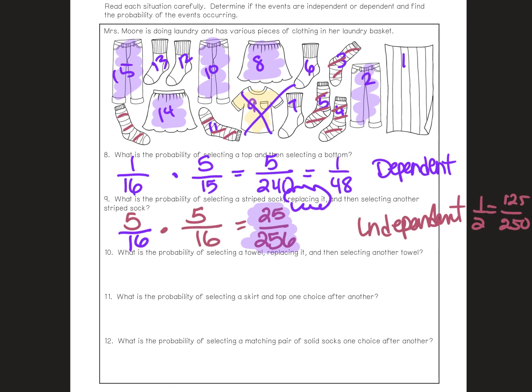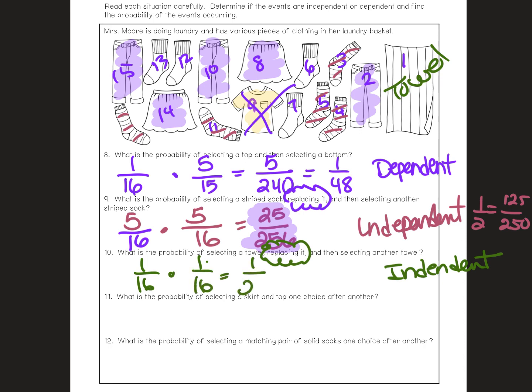What's the probability of selecting a towel, replacing it? That's your cue that it's independent, my friends. And then selecting another towel. Well, the fact that there's only one towel in the whole batch makes this an easy one. 1/16 and then 1/16 again. And it's 1/256. Very unlikely.